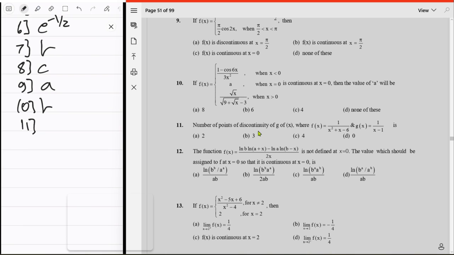Okay, number of points of discontinuity of g of x. Seriously, I mean, oh, okay, it's not g of x, it's g composed with f, applied on x. So this is g of f of x actually, where f is this and g is this.